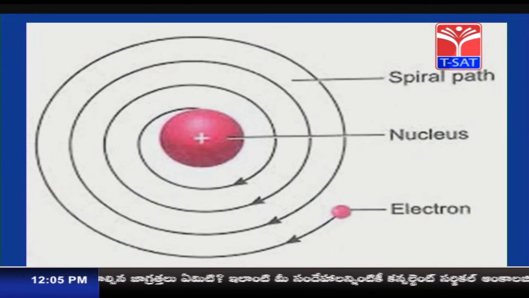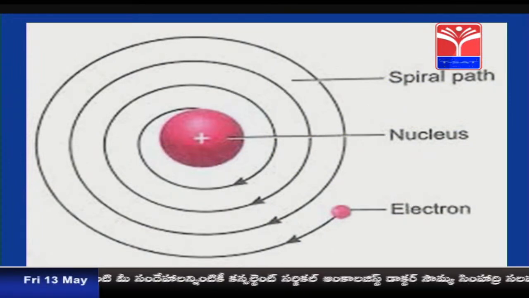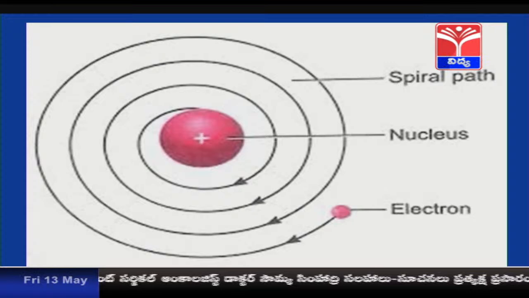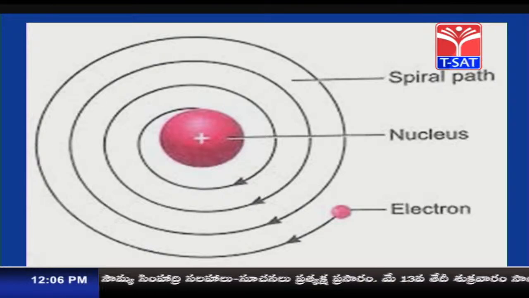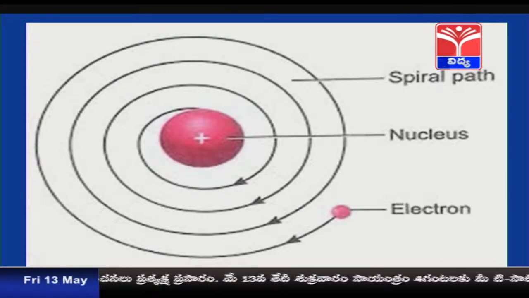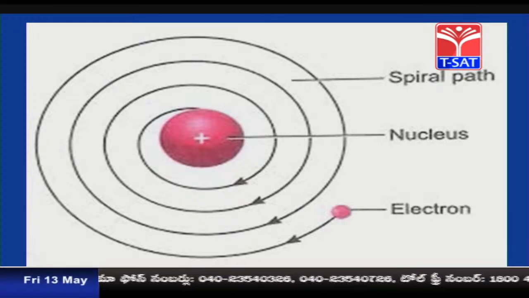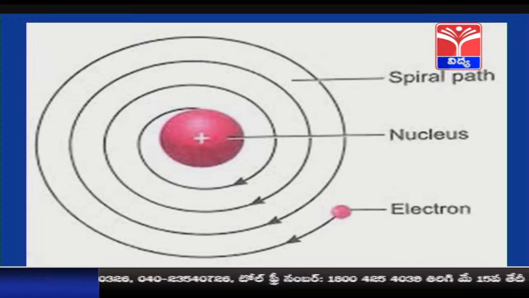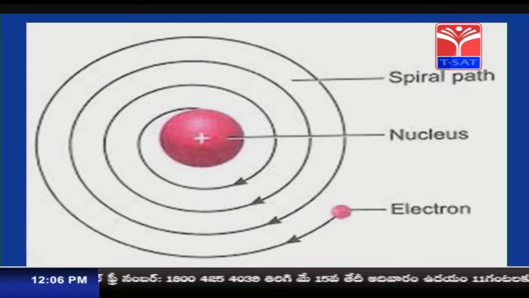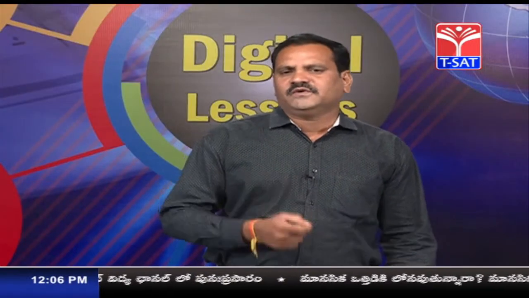Why? Because when an electron is revolving around the nucleus, as it is a negatively charged particle, while revolving continuously around the nucleus it will emit radiation and it should fall on the nucleus. If it falls on the nucleus, the atom must collapse, but we have studied that according to Dalton, the atom is stable, we can't break the atom, we can't destroy the atom. That is why Rutherford could not explain the stability of the atom.